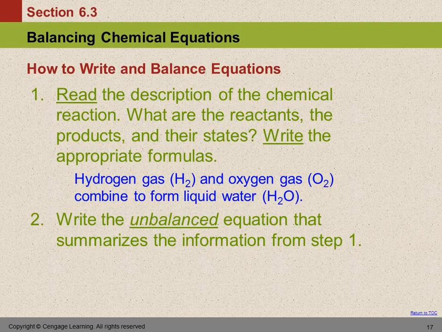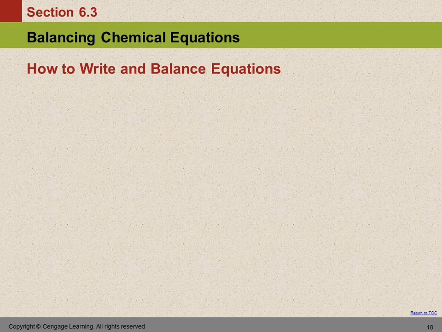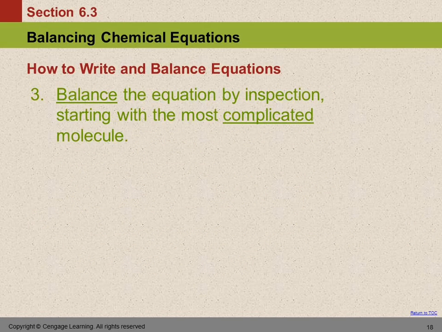So write the unbalanced equation that summarizes the information. That's what I did and what just got erased. Okay, so H2 gas plus O2 gas goes to water liquid. Then we're going to balance the equation by inspection. Balancing by inspection is basically a trial and error sort of method. There's no beautiful formula that I can give you, and two people may balance an equation in a different way, ending up with the same correct answer.